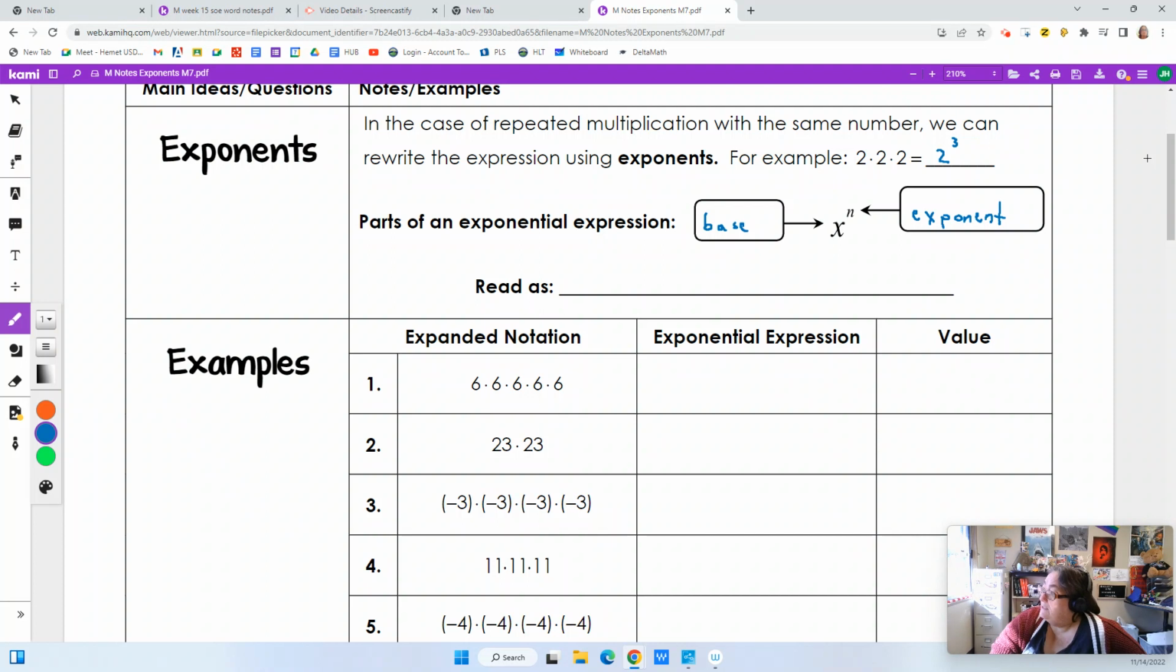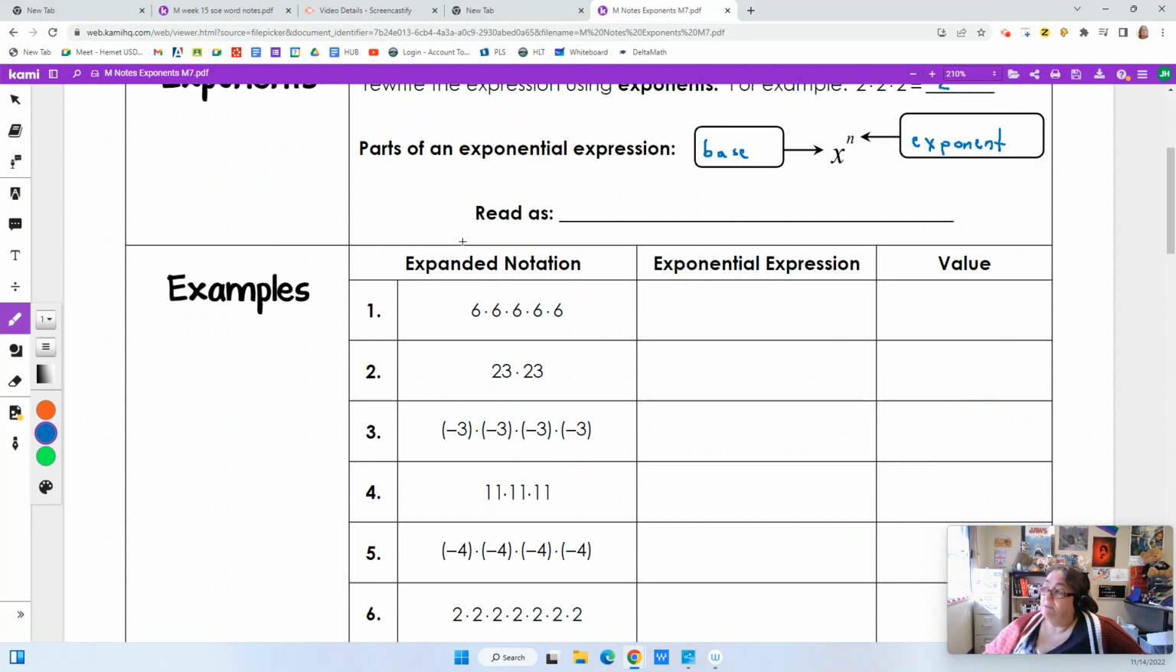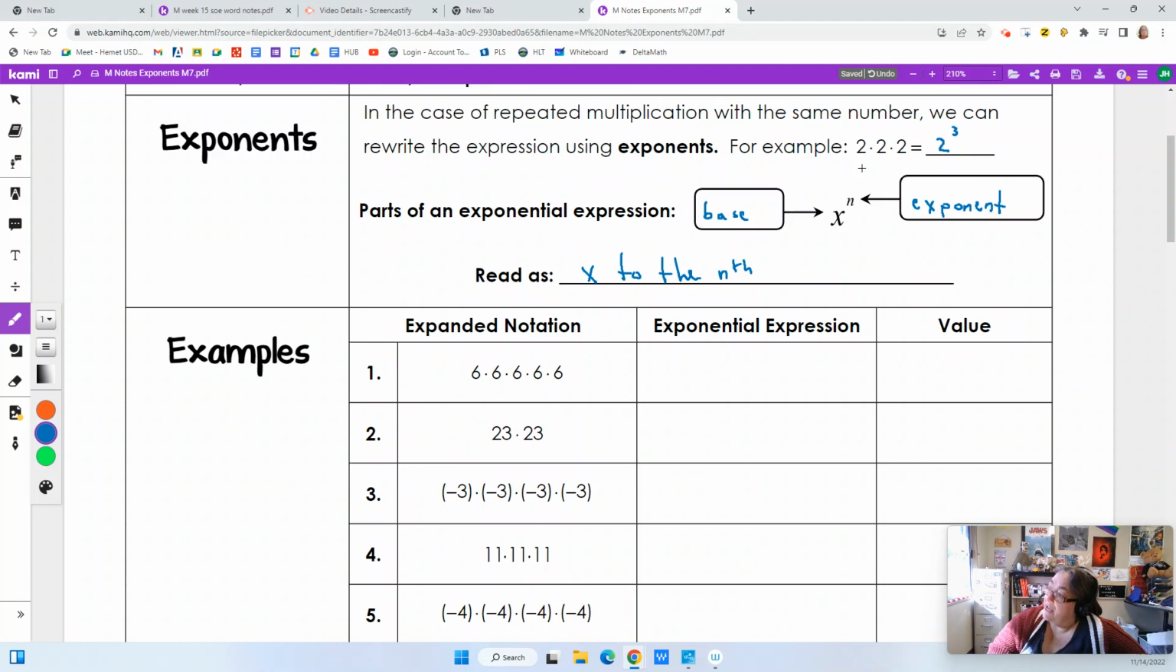So if I come down here and we start looking at these samples, I should probably write this as x to the power of n, or x to the nth power, right? Because we've got x and it's raised to the power of n. So if we look at the 2, we would have 2 to the 3rd power.